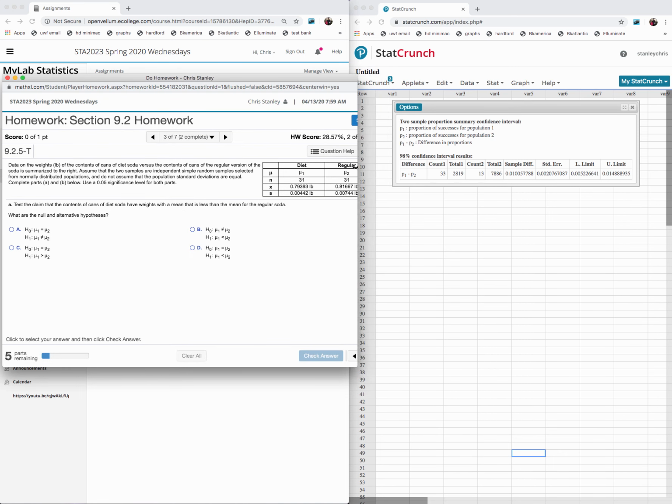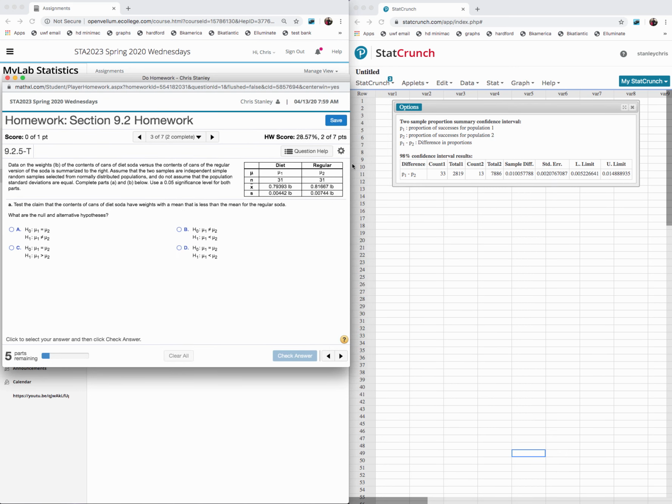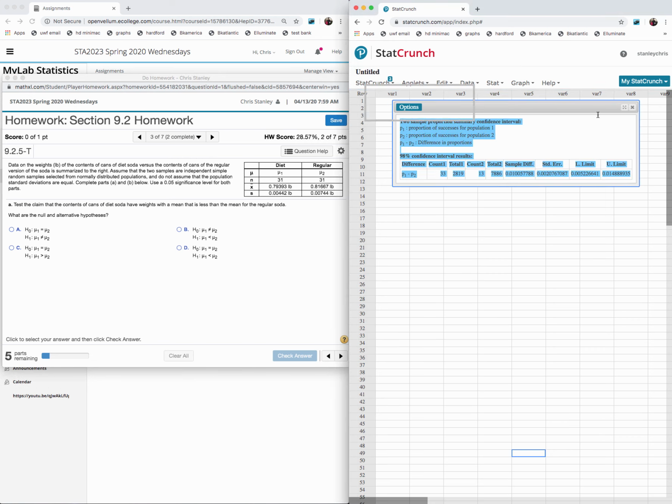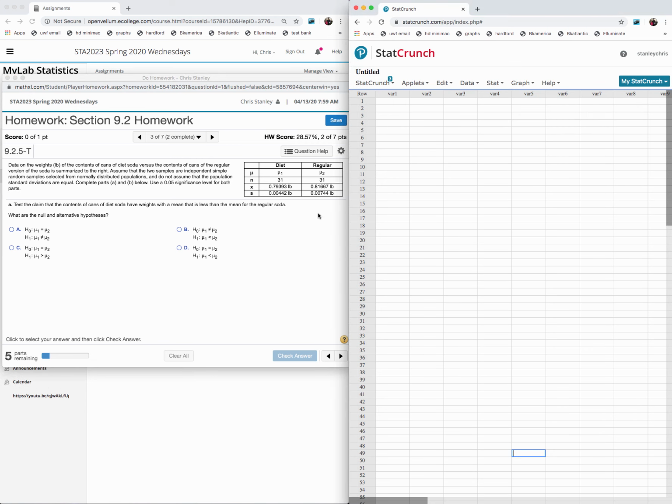Okay, now let's go ahead and do a test. Whenever you have two different samples that are not related, they're totally independent, we do either a 2-sample t-test or a 2-sample z-test. For the most part, it's going to be a t-test. Okay, data on the weights of contents of cans of diet versus cans of regular. So what's the weight of a diet versus the weight of a regular? Is there any difference?